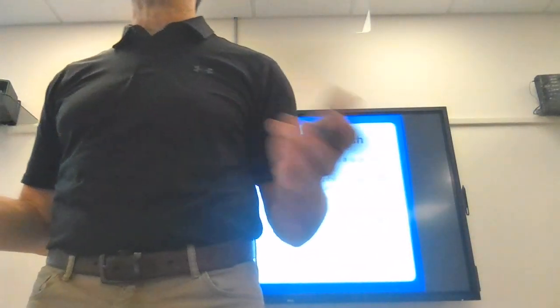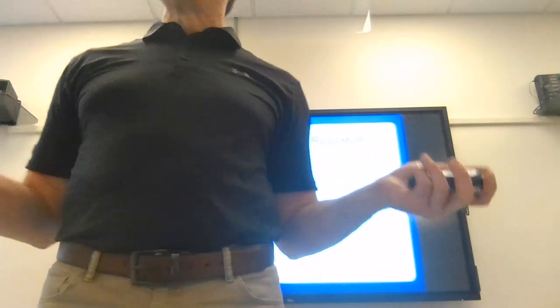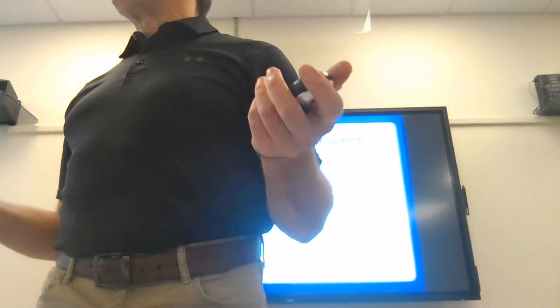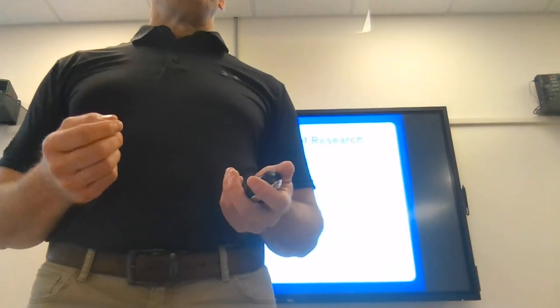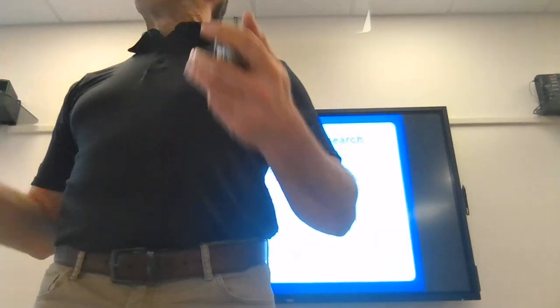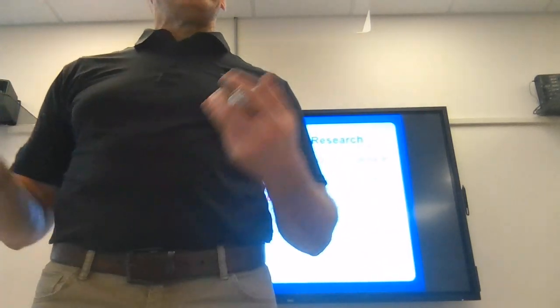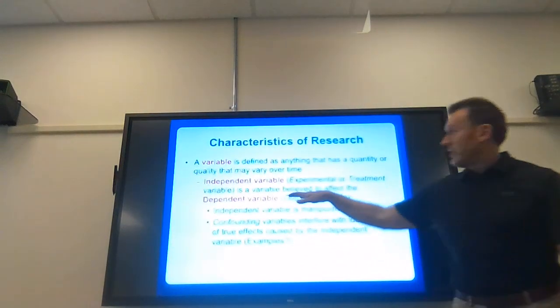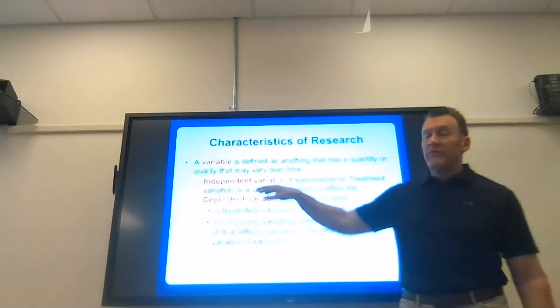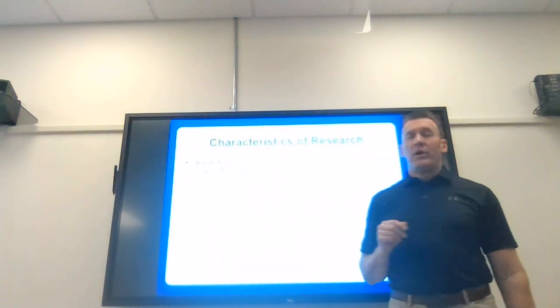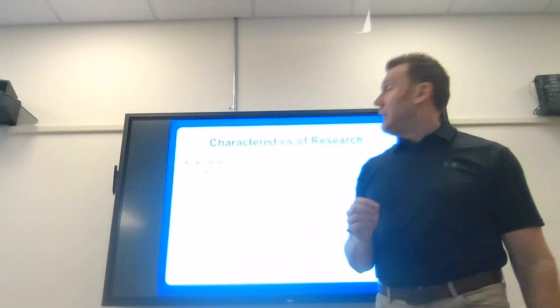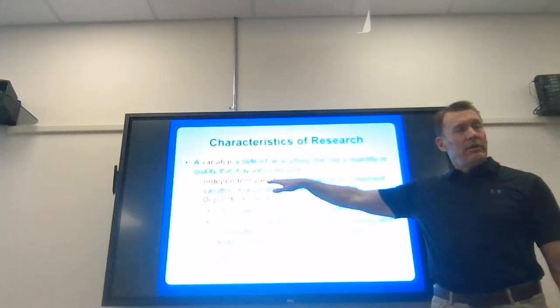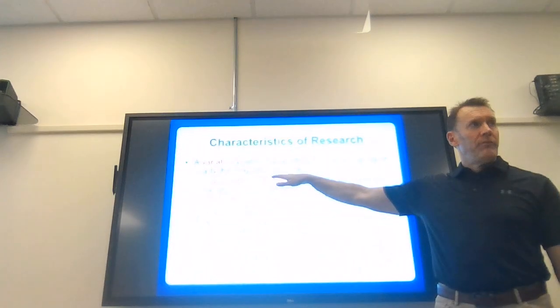Okay, so you do a study to look at different training intensities on VO2 max. A study examining the effect of exercise intensity on VO2 max. So VO2 max is your outcome. That's your dependent variable. Whereas training intensity is your independent variable.